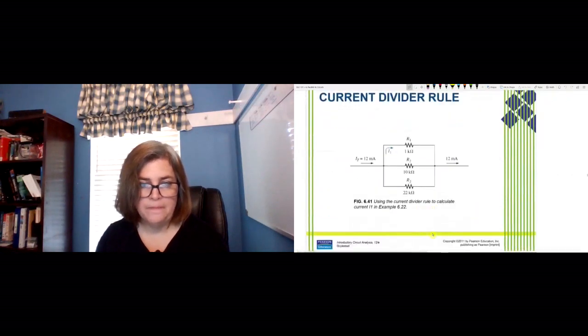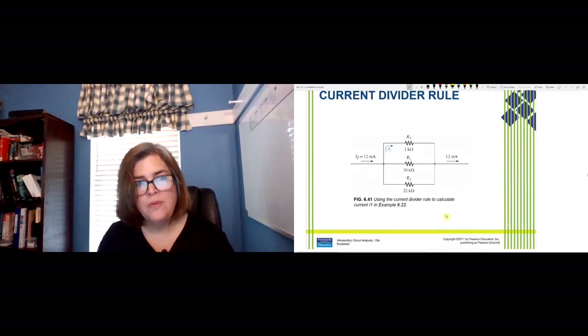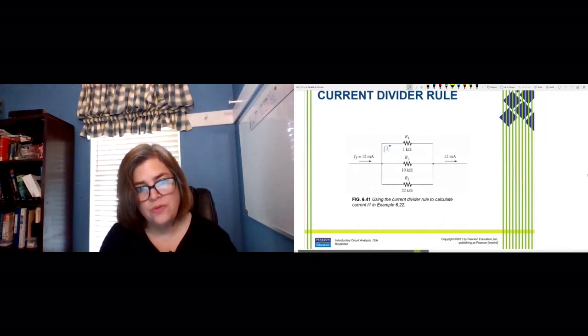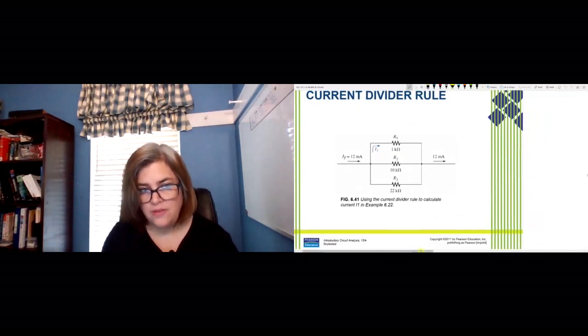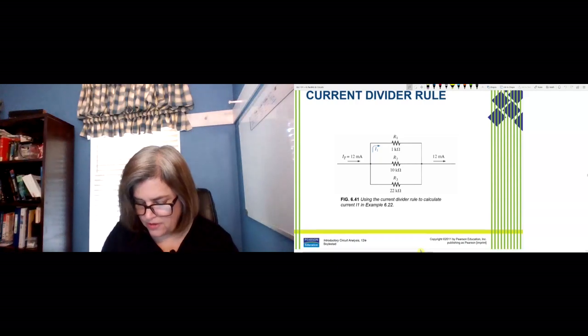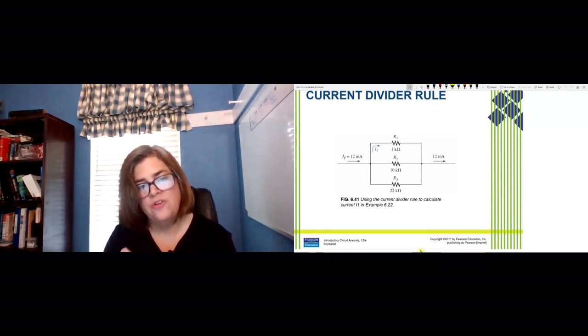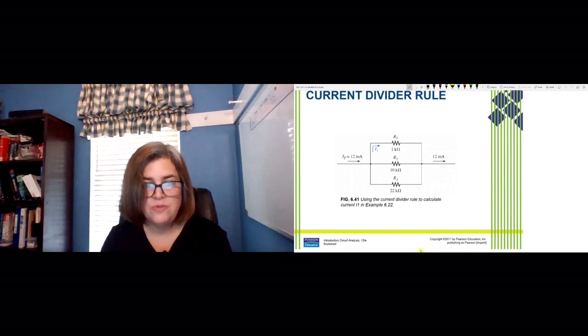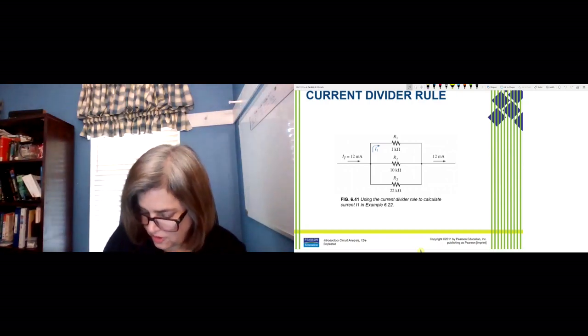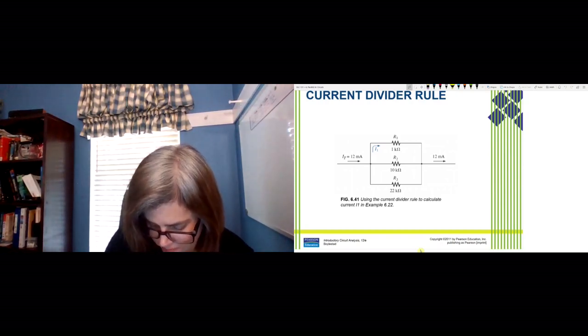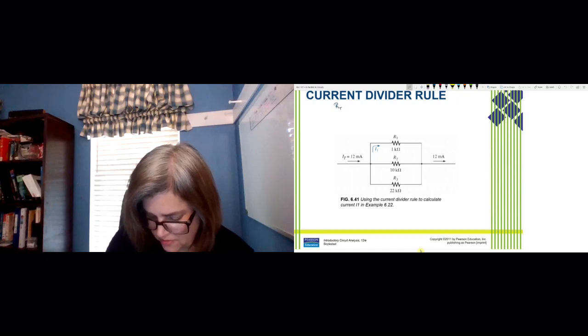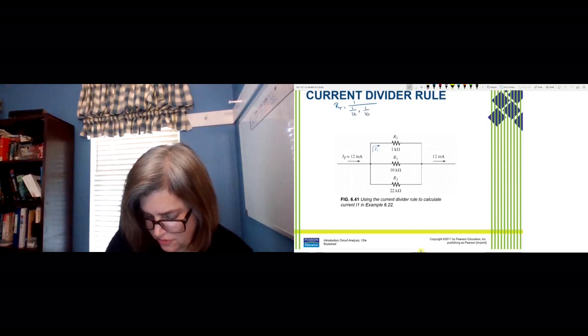Okay, so let's work through a couple more problems with the current divider rule so you can see how this works. So here we have 12 milliamps of current through a current divider circuit of 3 resistors. So I'm going to start by finding RT. So we have a 1K plus a 10K and a 22K.